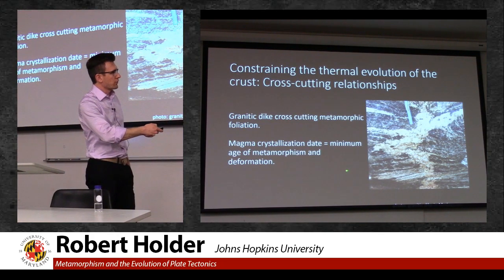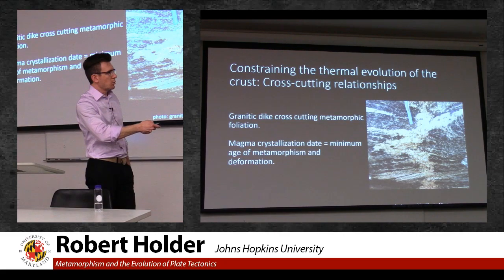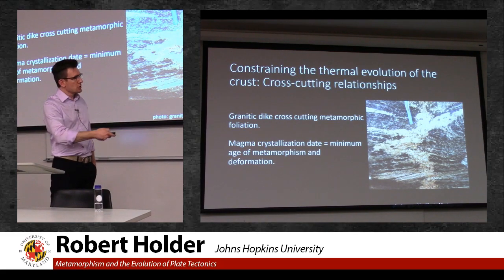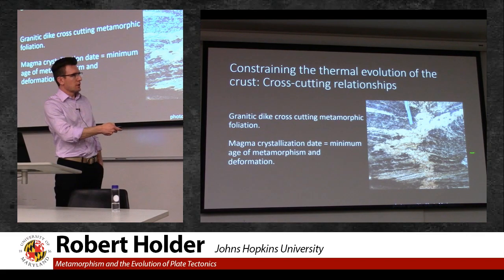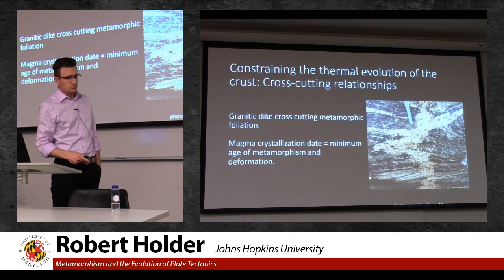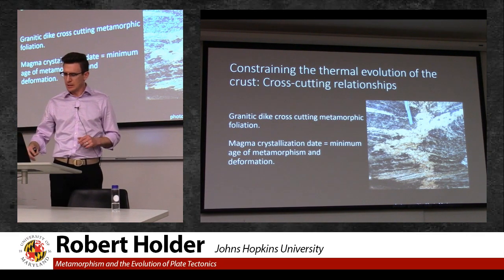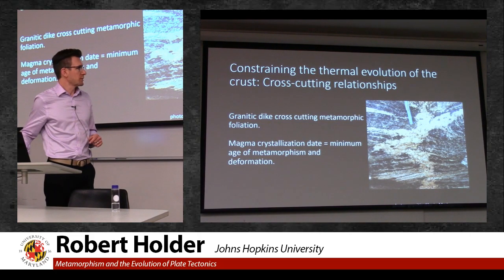So this is a metamorphic rock, another metamorphic rock from Madagascar, where we can see the metamorphic foliation here, and that's cut by this late granite. So if we get an age on this granite, that gives us a minimum age for when this metamorphism was. This had to have come in after the metamorphism that formed this fabric here. So we get maxima and minima to begin to constrain when metamorphism actually happened.